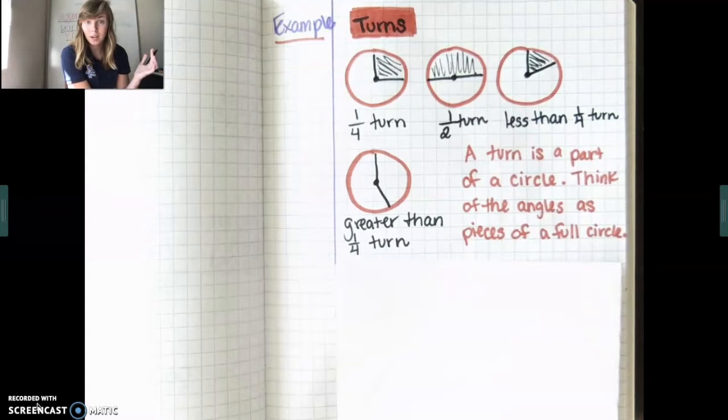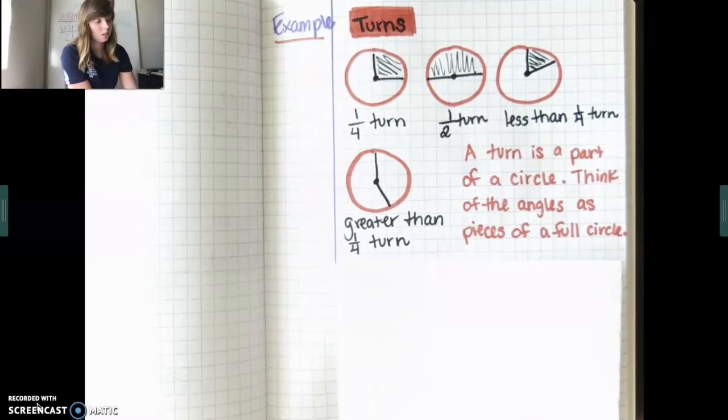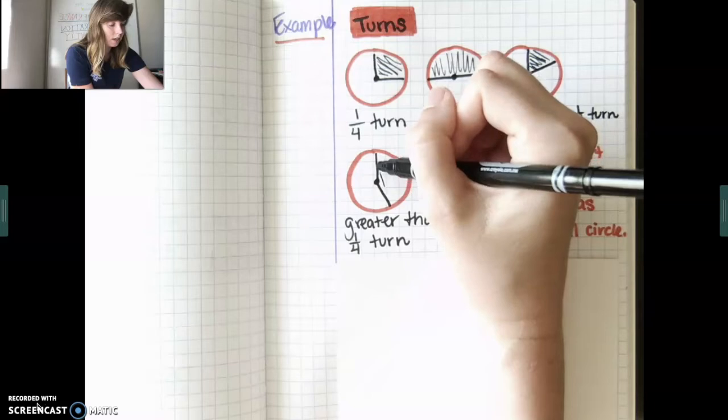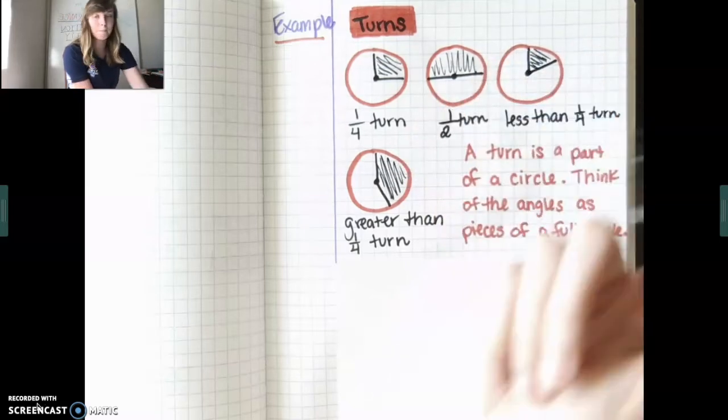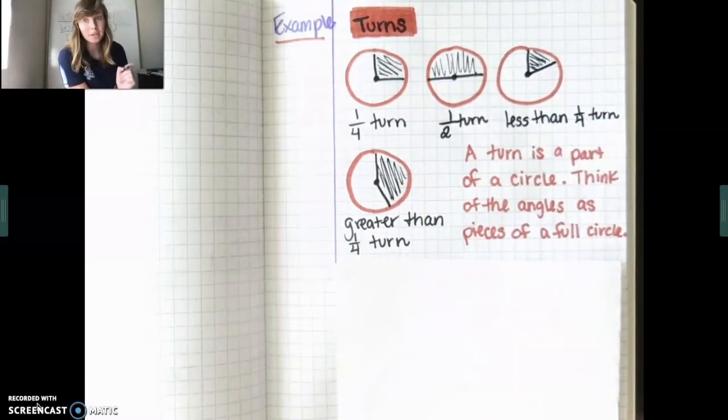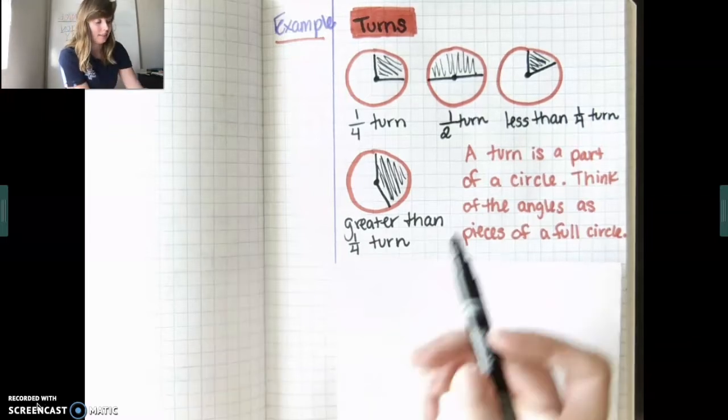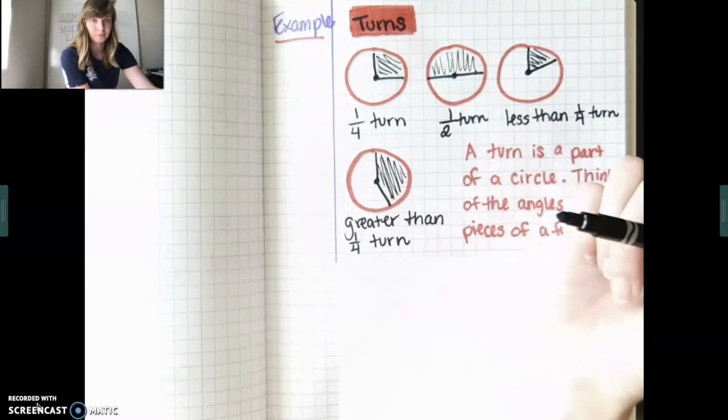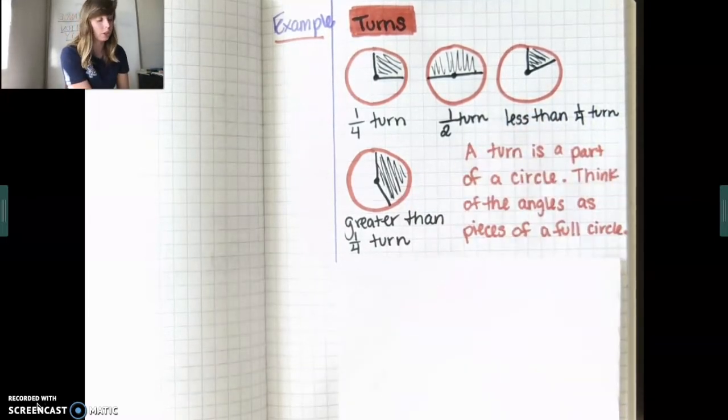And lastly, something I might reference is greater than a quarter turn. It might look like this, greater than a quarter turn. So it takes up more than a quarter, but notice it's less than a half. It's less than a half. Okay, that's greater than a quarter turn.